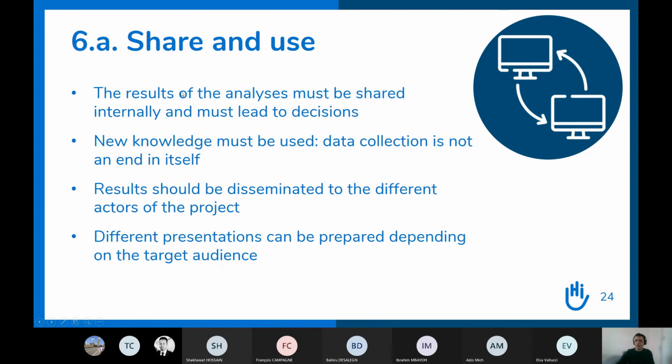And then it's not only about internal use, but it's also important to disseminate the result to the different actors of the project. So it's going to be obviously to the partners of the project, maybe to the authorities, to the beneficiaries, to the communities.